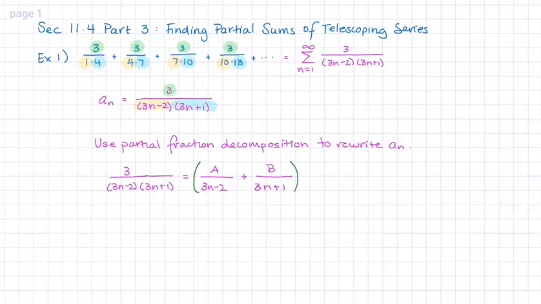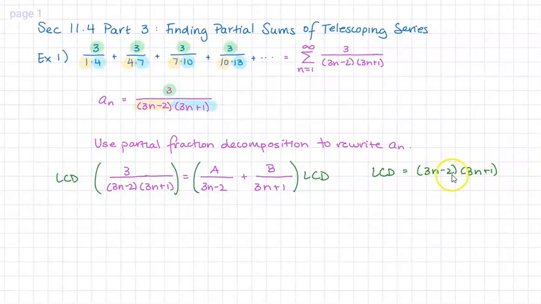So we multiply this by the LCD. And the LCD in this case is (3n minus 2)(3n plus 1). And remember, if you've set this all up right, your LCD should always be the original denominator. If it doesn't equal the original denominator, go back and check your work. You're doing something wrong.